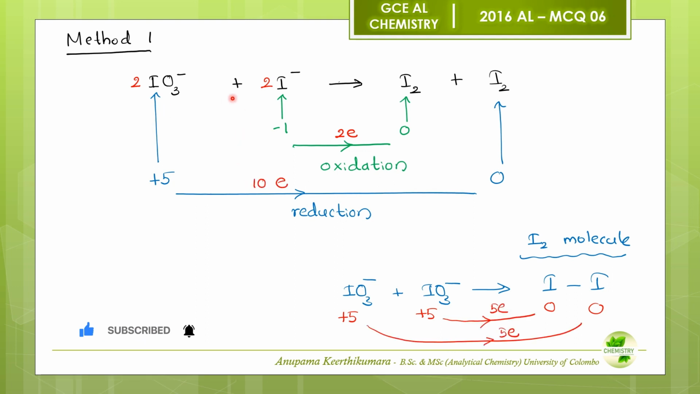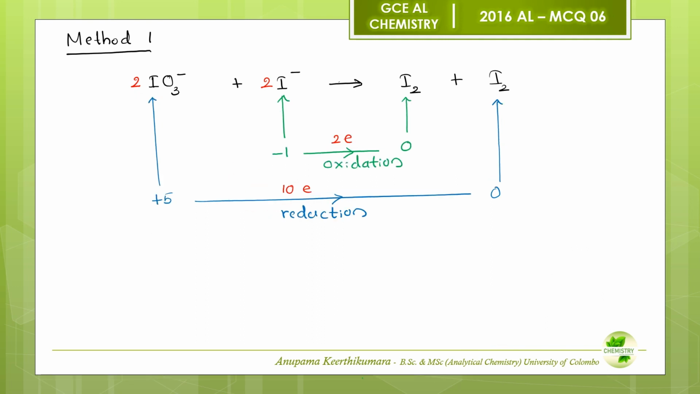We will check the number of electrons involved in this oxidation and reduction process once again. The difference between -1 and 0 is 1 electron, but there are 2 atoms involved. Therefore, 1 electron is per 1 atom. Therefore, the total number of electrons involved in the oxidation process is 2 electrons. The difference between +5 and 0 is 5 electrons. That 5 electrons are per 1 iodine atom. But 2 iodine atoms are involved during the reduction process. Therefore, the total number of electrons involved in the reduction process is 10 electrons.